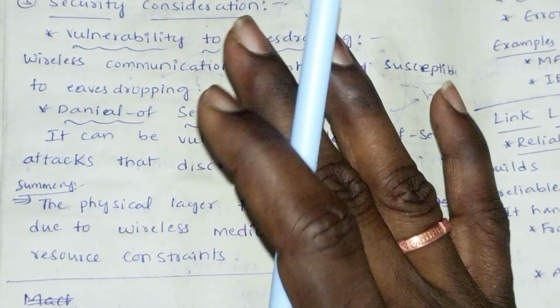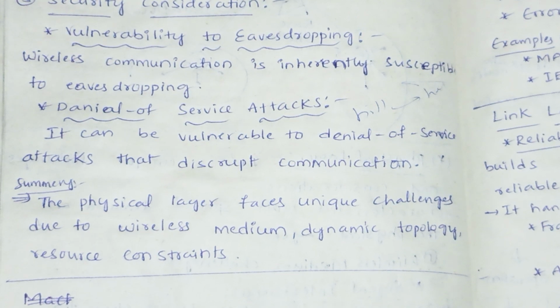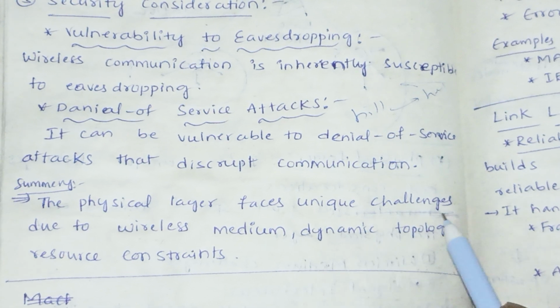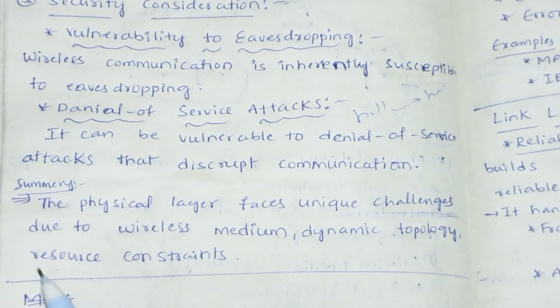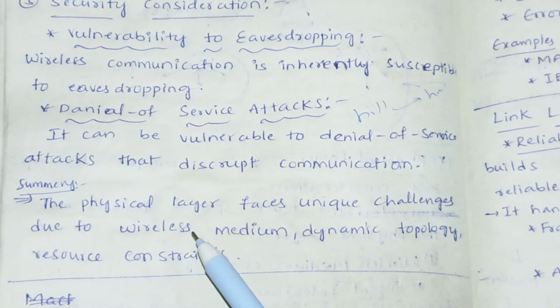And the overall summary of what we discussed in the physical layer is that the physical layer faces unique challenges. In the first step we discussed these unique challenges, due to the wireless medium, since there is no physical wire, right?